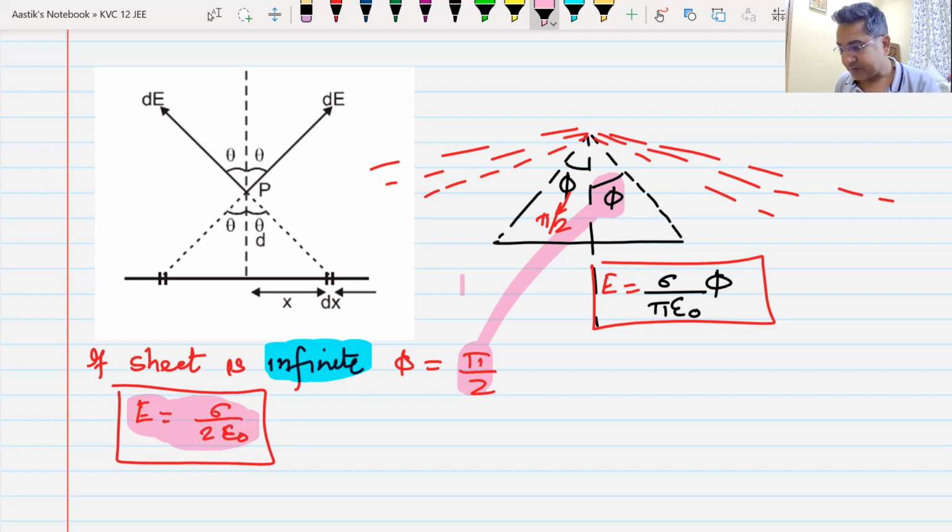Do you understand this? That is why this is important, because instead of giving you an infinite sheet, they can give you a finite sheet. You just have to remember that. This is the formula for a finite sheet: sigma by pi epsilon naught multiplied by the half angle phi. Do we understand this? Yes, sir. Nothing extravagant, simple, just because I wanted to give you the concept of a finite sheet. That was the reason that formula was given to you. Noted this down? Yes, sir.